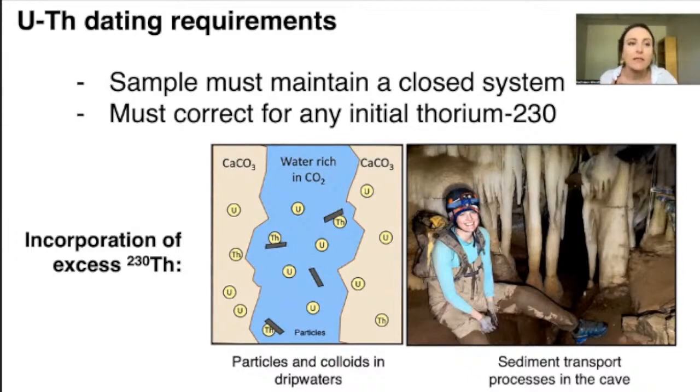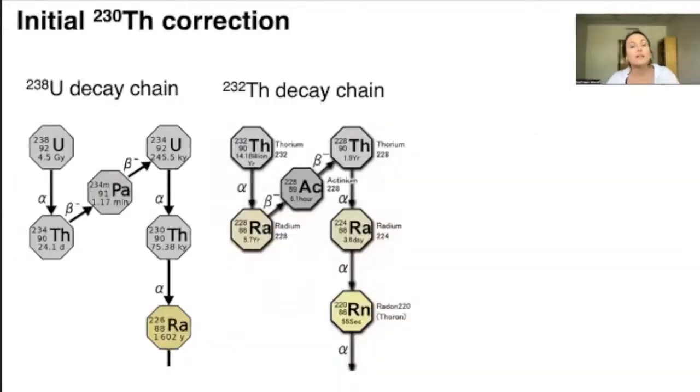In fact, I think it would be safe to say that throughout your career, you will not find a speleothem that doesn't have some sort of initial thorium component that you need to correct for. Luckily for us, though, we can constrain that initial thorium-230 component by measuring thorium-232. Both thorium-230 and thorium-232 are thorium, so they both have the same chemical properties and they behave the same in these low temperature oxidizing environments that we often find in caves.